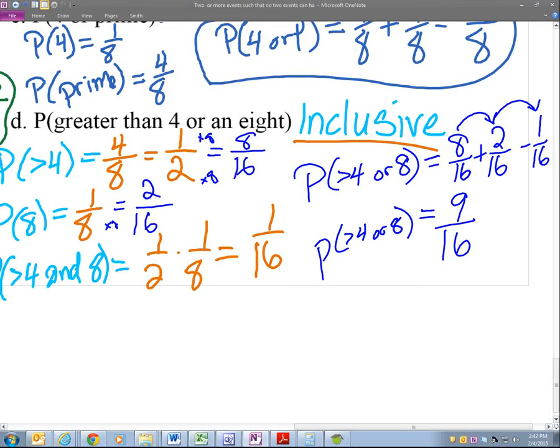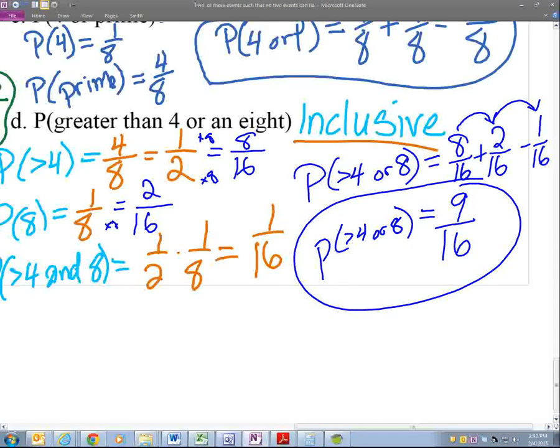Three times 5 is 15. Yep, you know what? That's a very common mistake. And there you have it. That is compound probability.